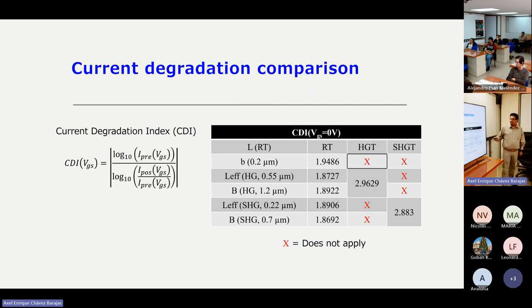The second is the semi-Hall-less transistor. All the rectangular transistors have similar numeric comparisons, but the rectangular transistor with the length equal to the minimum of the technology has a better response than all the other rectangular transistors.